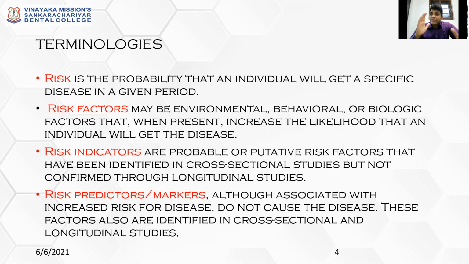Risk factors, whereas, are found by a longitudinal study. By studying from the exposure to a causative agent to the occurrence of the disease, we need a longitudinal study to confirm that this is a risk factor for the occurrence of the disease. What is a risk predictor or marker? Although associated with increased risk for the disease, it does not cause the disease.